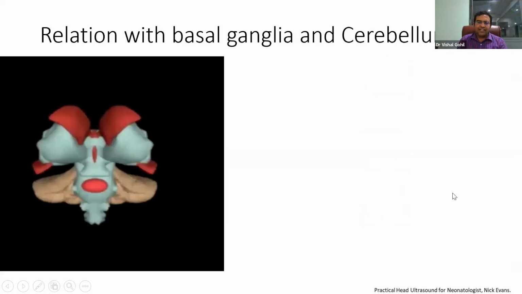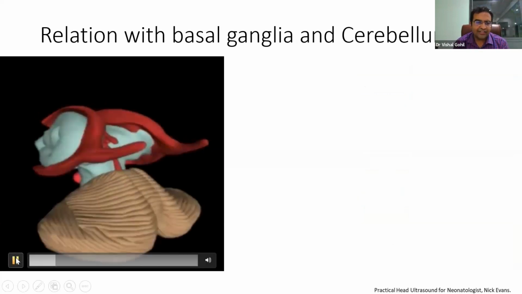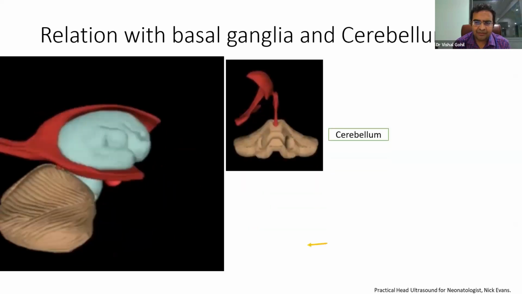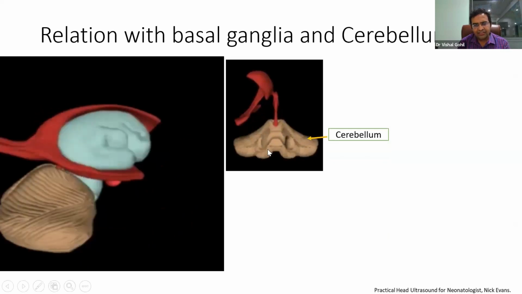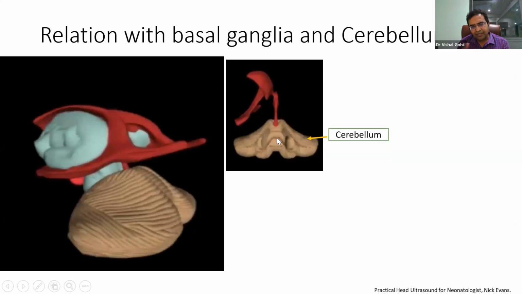Okay. Now the next slide is very important to know about the IVH and everything. So I now add the basal ganglia and the cerebellum. This is of course the cerebellum. You can see the brown colored structure over here. It is posterior to your fourth ventricle. The front part is covered by the brainstem. Okay.